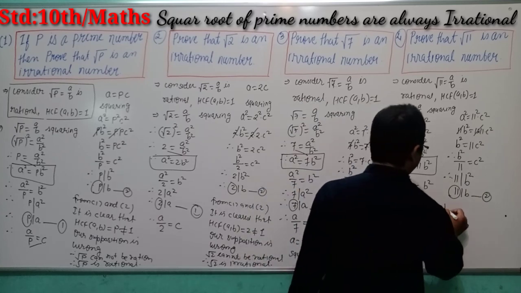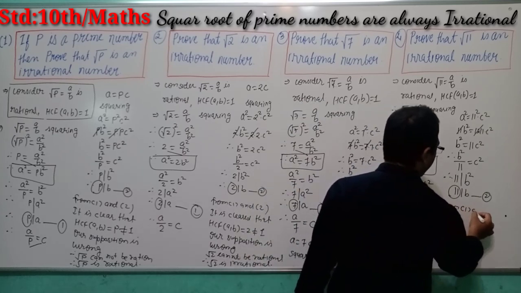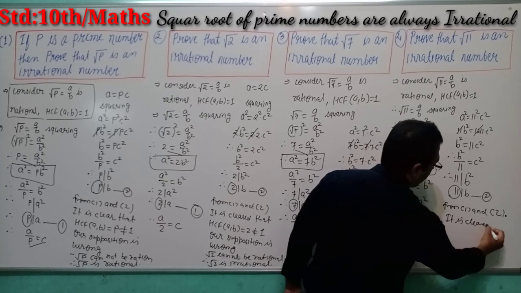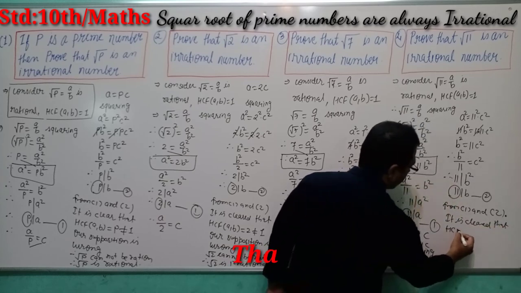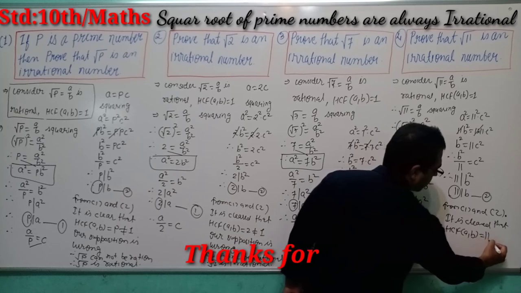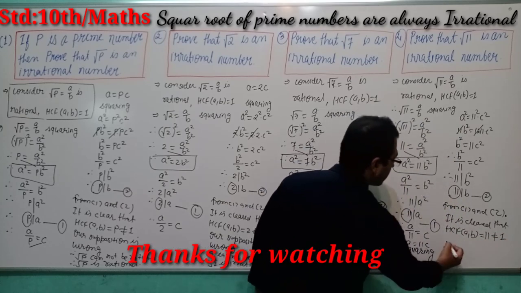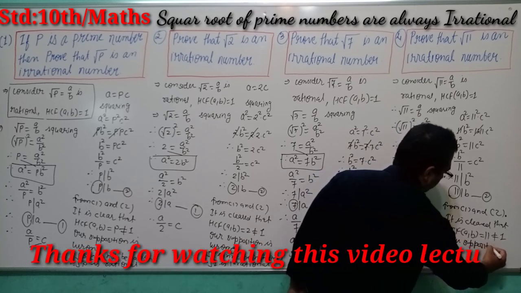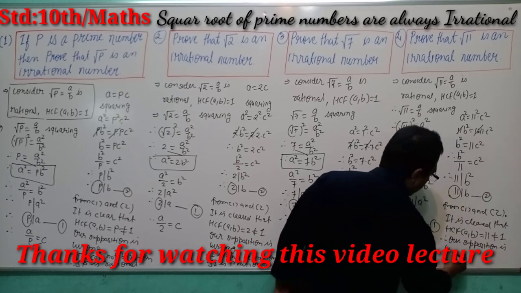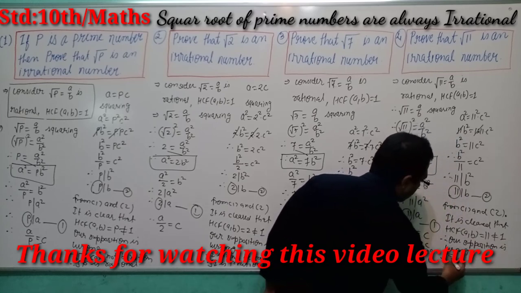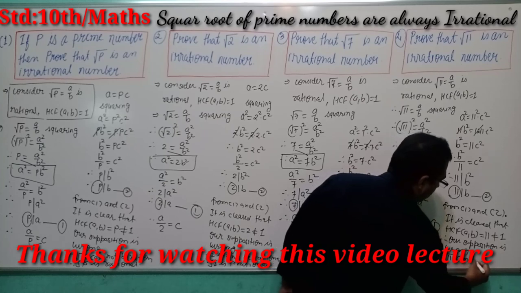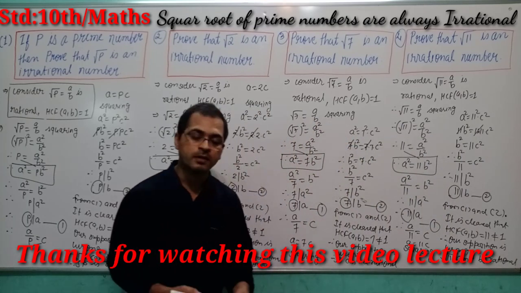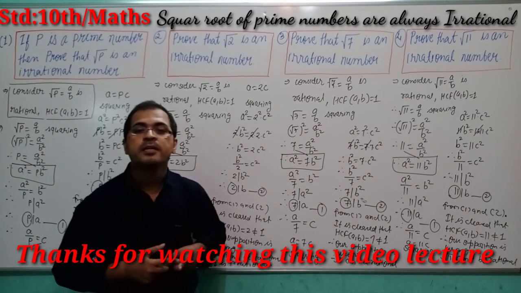Okay, from 1 and 2, it is clear that HCF of a comma b is equal to 11, it is not equal to 1. Therefore, our supposition is wrong. It means root 11 cannot be rational. It will be irrational. Okay, students, here we are completing these topics.